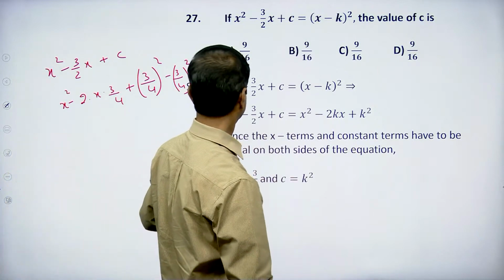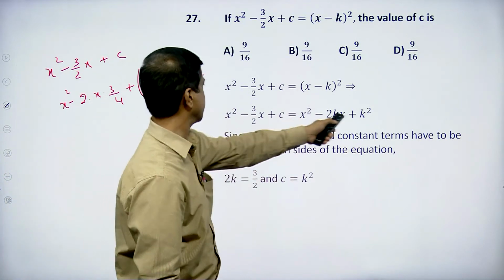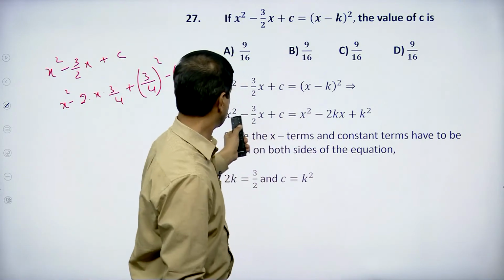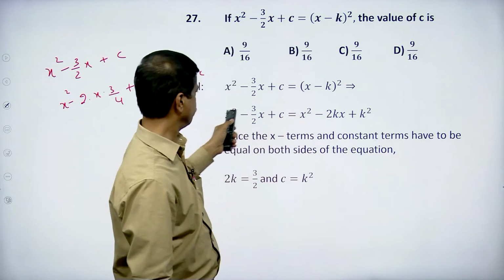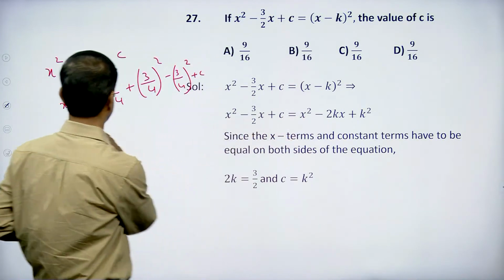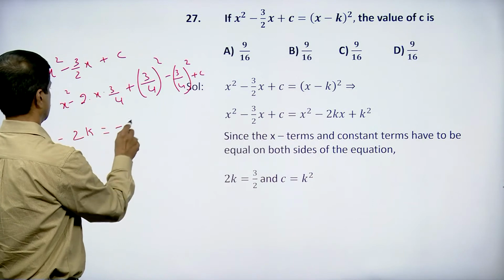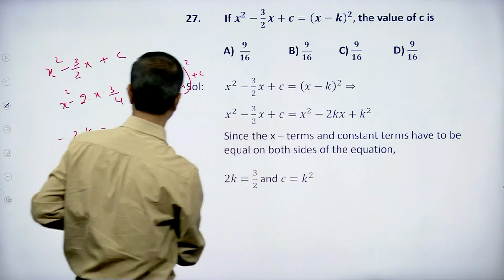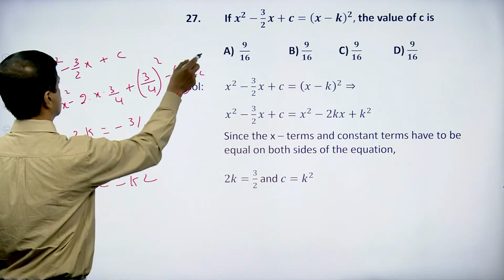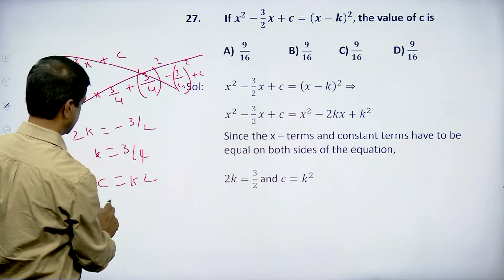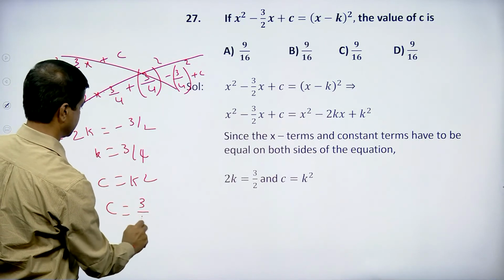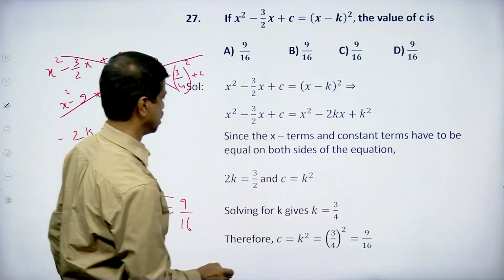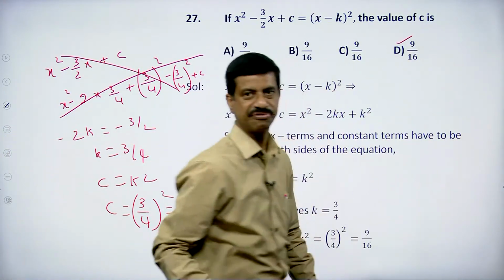If you take this and compare these equations, because you want this expansion here, 1 is 1, minus 2k equal to minus 3 by 2. So k equals 3 by 4, and then k square equals c. This is not needed, directly also we are getting it this way. So c equals k square, means 3 by 4 whole square, that is 9 by 16. So which option satisfies, children? Option D satisfies. Please note it fast, quick.